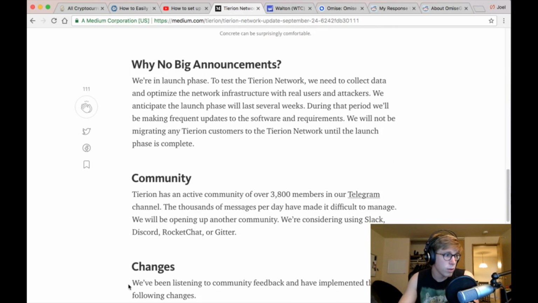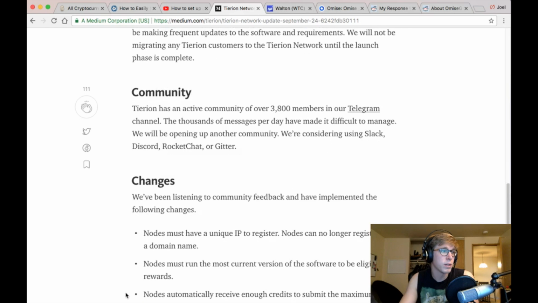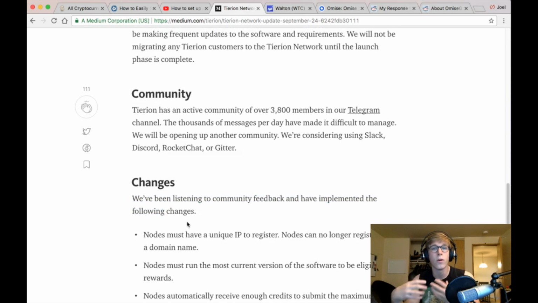So the main point of this article was to discuss the changes in the Tierion nodes, and this is why I was saying that for right now, you might want to hold off on actually setting up your Tierion node, because they're currently making changes to the way that they're structured.